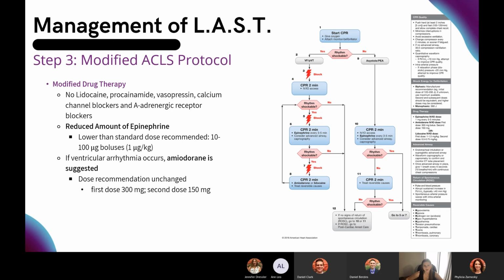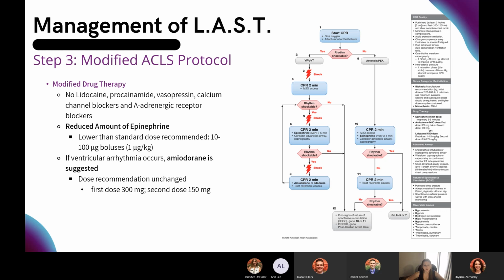So on the right here, you see the ACLS protocol. And so when you're dealing with a local anesthetic toxicity, this is not a typical emergency situation, and the ACLS protocol was not designed for this. So there are certain adjustments that need to be made to the ACLS protocol because of the etiology of their cardiac arrest. No additional lidocaine should be given as an antiarrhythmic, and epinephrine should also be given at a reduced dose. Epinephrine is highly arrhythmogenic and can exacerbate their condition.